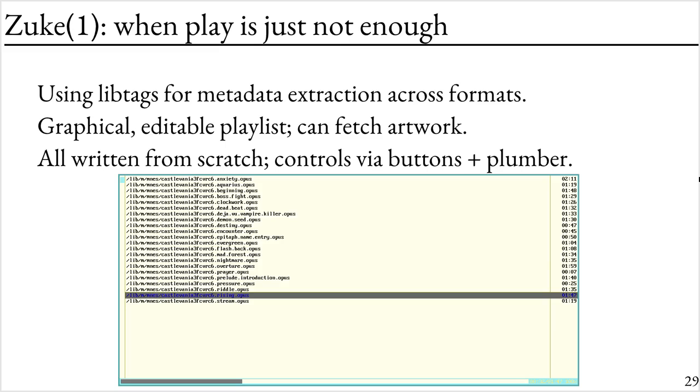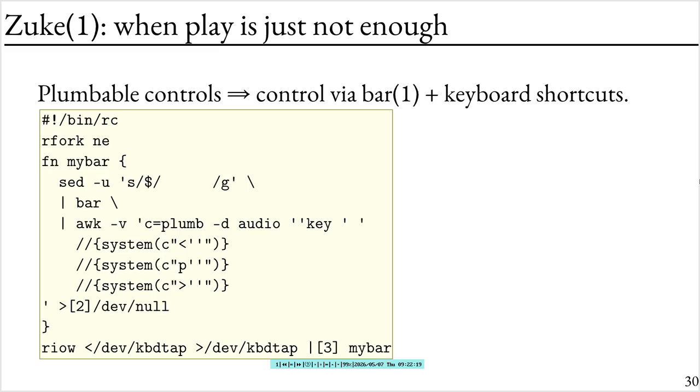And all of this can be controlled with buttons and also the plumber. And again, all of this has been written from scratch by Sigrid. Plumbable controls in our case also means that we can use Bar to control playback in Zook and other similar programs. Bar is another program from Sigrid that looks a little bit like this, if you excuse the small screenshot.